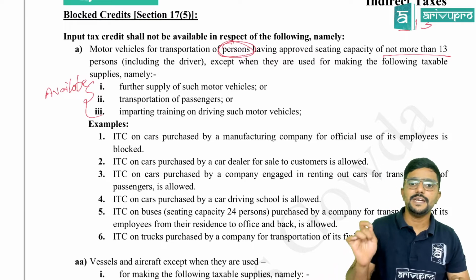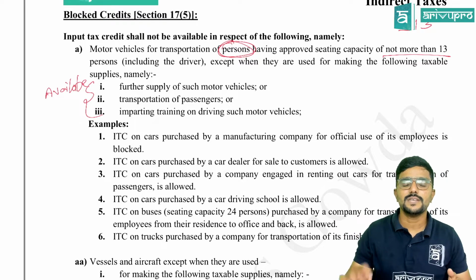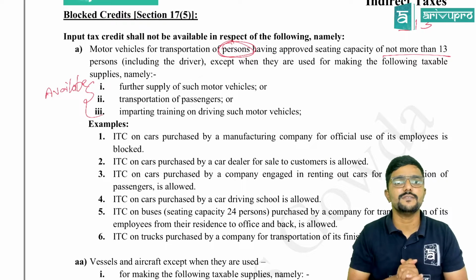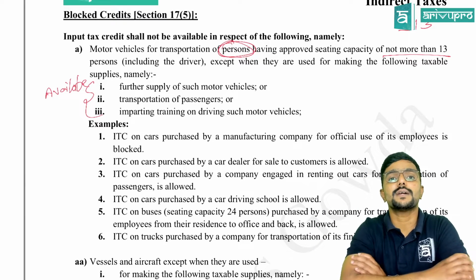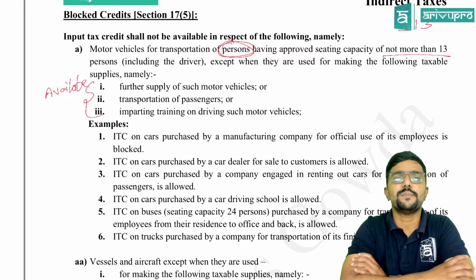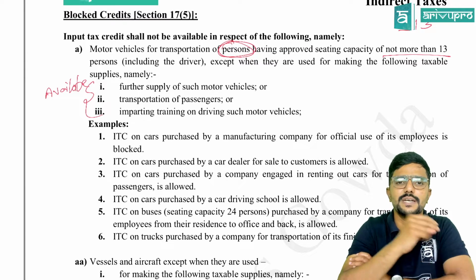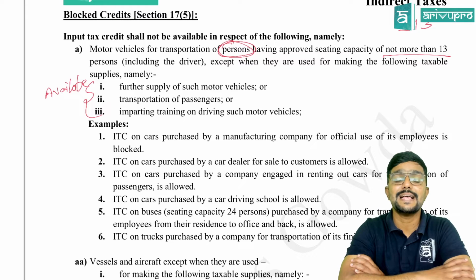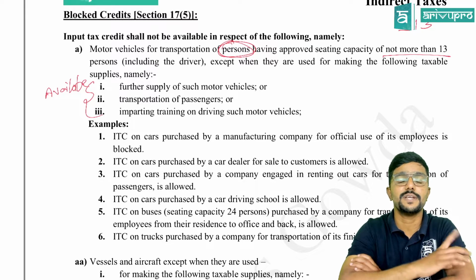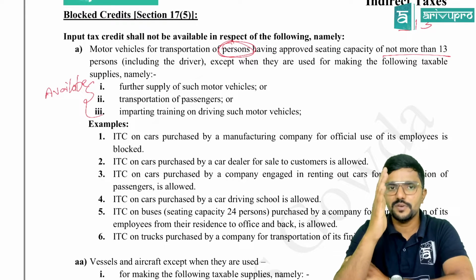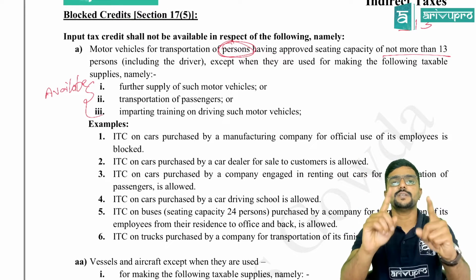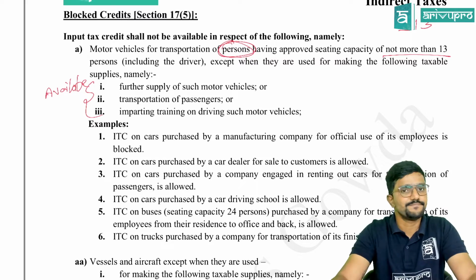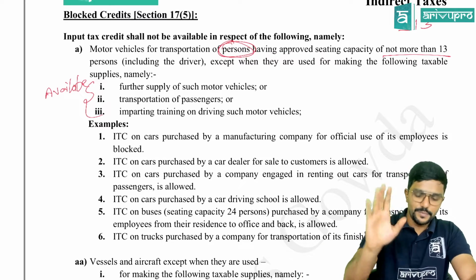Okay. The seating capacity not more than 13. Sir, what if the seating capacity is more than 13? For example, Infosys has purchased a bus for transportation of employees. Seating capacity is more than 13. Can they claim the credit? Yes, they can claim the credit. Why? Seating capacity is more than 13. So please be very careful. Only when the item is covered under the given situation, only then credit will be blocked. Clear? Hope it is clear.